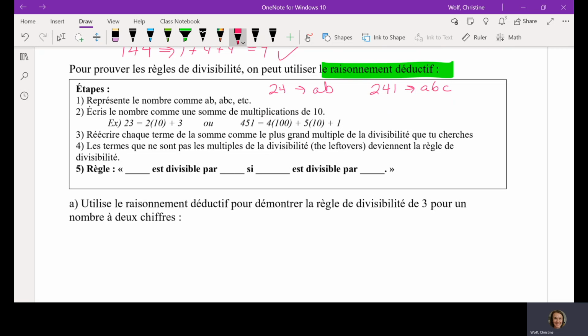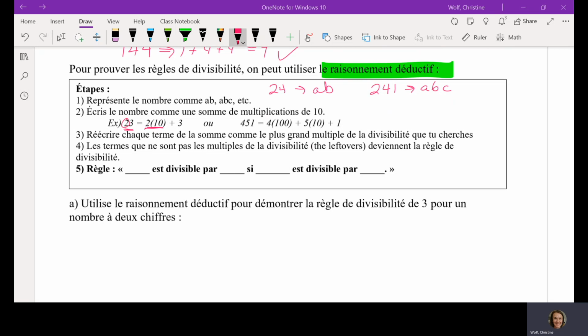Écrire le nombre comme une somme de multiplication de 10. So, we actually did this in grade 9. So, si j'ai le nombre 23, je peux séparer 23 parce que le premier chiffre, that's really a 20, right? Et 20 peut être écrit comme 2 fois 10, and then we just add 3.